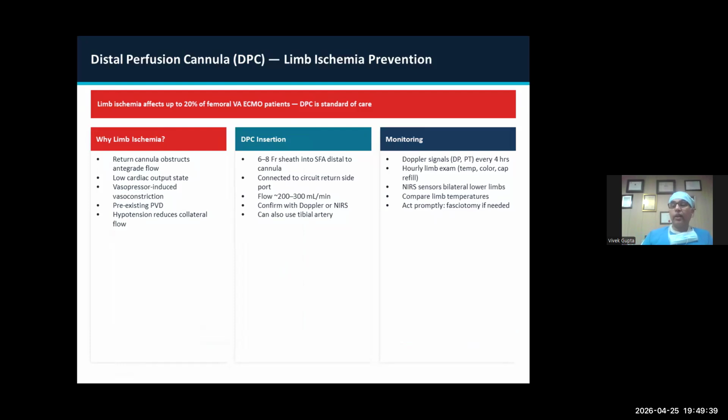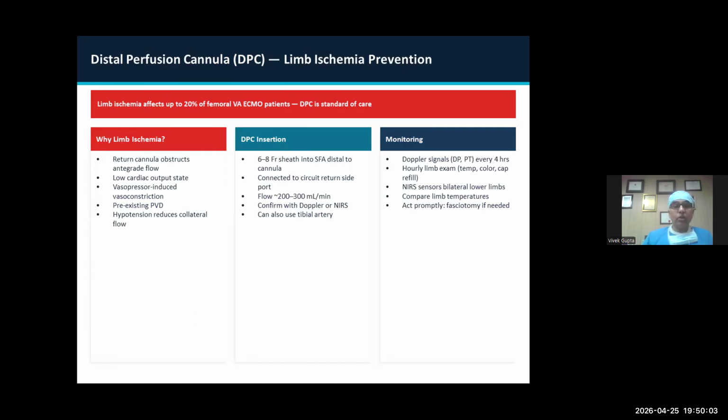Distal perfusion: I was saying that a distal limb perfusion cannula should always be placed in all conditions. Limb ischemia happens because the return cannula, meaning your arterial cannula, can obstruct the antegrade flow. And in a low cardiac output state you are giving a high dose of vasopressor, so there is severe vasoconstriction, and the patient may even have previous peripheral vascular disease. The patient is hypotensive. All these contribute to limb ischemia.